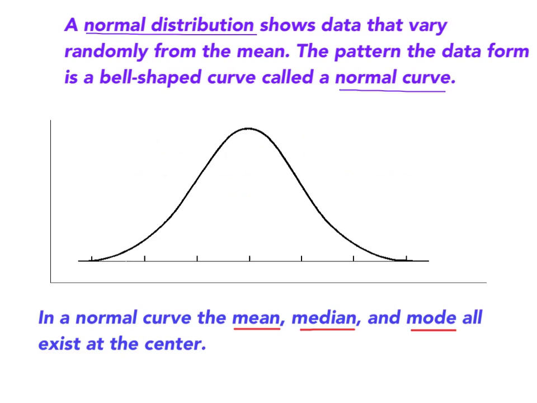So I am going to draw a line in the middle that shows you where the mean, median, and mode all exist. So, in a normal curve, 50% of your data fall above the mean, and 50% of your data are below the mean. So, a normal bell curve is symmetrical around the mean.